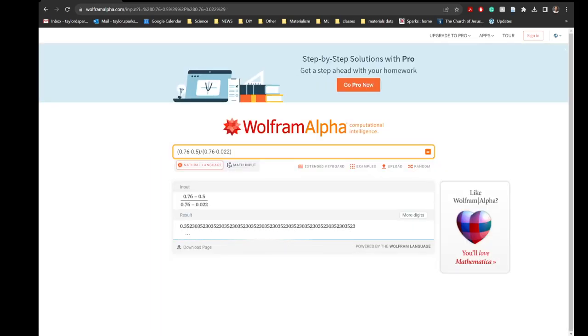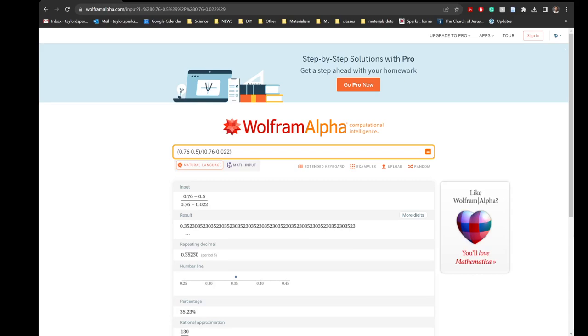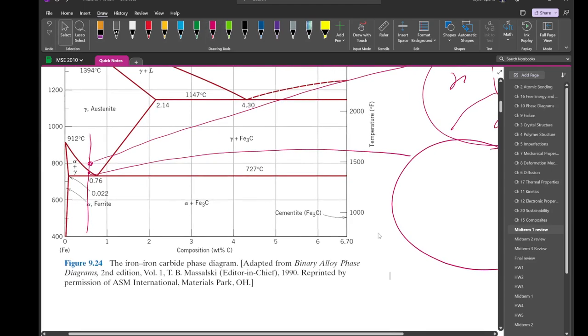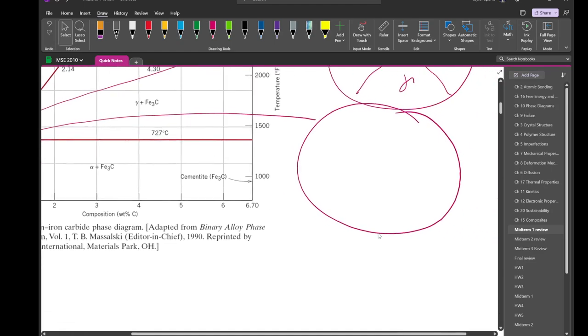This will tell us, this is given in weight fraction, that phase diagram. So that means that this number, 35%, is weight fraction. Technically, if we're going to sketch that, it'd be better to have the volume fraction because the volume fraction will be proportional to the area fraction. We're going to skip that because we're just ballparking it anyways. We're just doing a sketch. So 35% is going to be ferrite. The rest is going to be the other stuff.